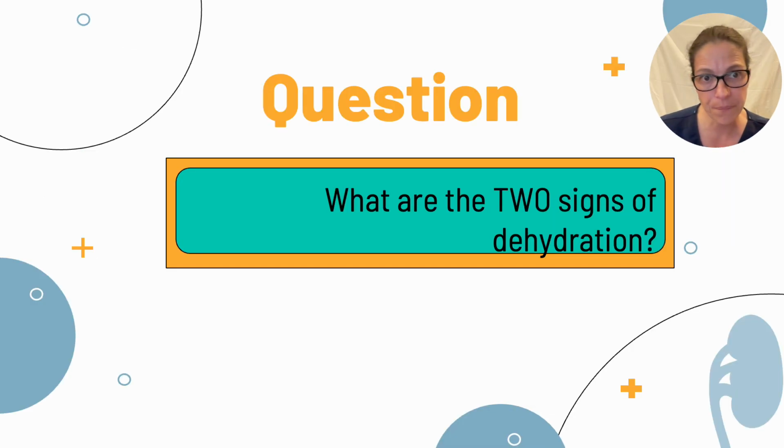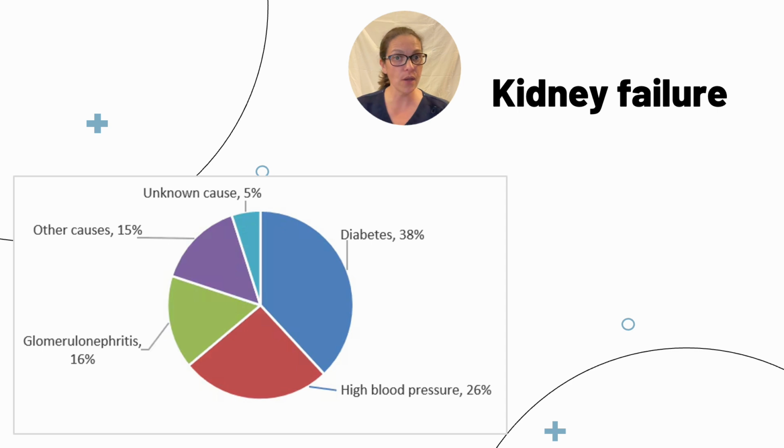Question. What are 2 signs of dehydration? So hopefully you saw that the 2 signs were dark colored urine and being thirsty. Not good. Drink more water.